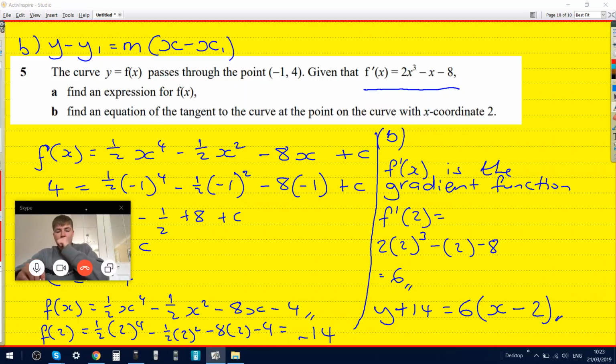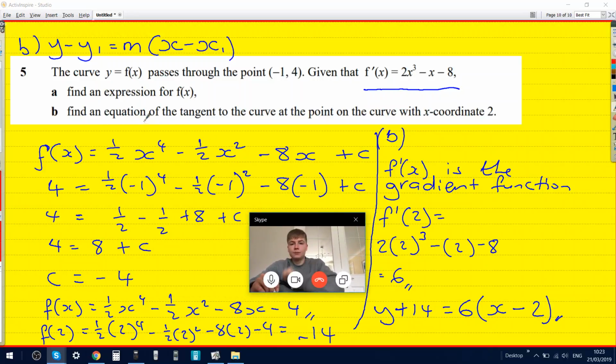Okay, so this is a pretty great question. They give you the f dash of x. You have to find the f of x, and you do that the normal way. Integrate and then sub those in to find c. Then you use that to find the equation of a tangent when x is 2. So when x is 2, sub it into the thing we just found to get y. Sub the 2 also into this gradient function to get m. And then sub y, m, and x into that. Any questions there? No, okay.